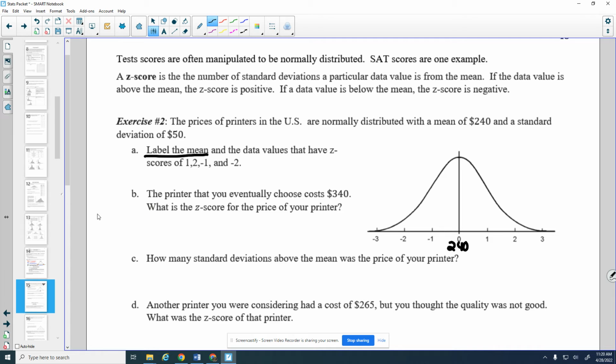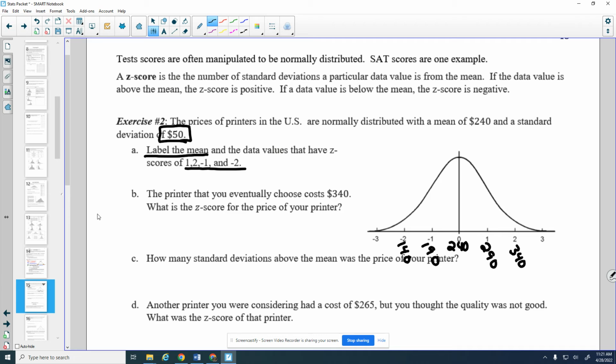So to head in the positive direction, I have to add the standard deviation of 50. So this is going to be 240 plus 50 is 290, plus 50 is 340. I only have to go out to the 2. In the other direction, we're going to subtract 50. We're going to subtract the standard deviation, which is denoted by the -1. So this is going to be 190, okay, and this is going to be 140, okay? So we just labeled the mean and data values with z-scores of 1, 2, -1, and -2.